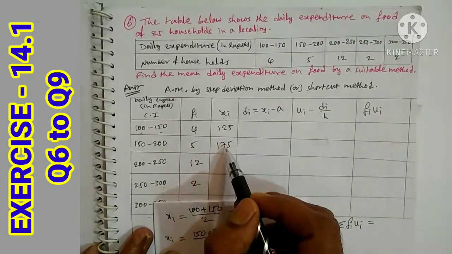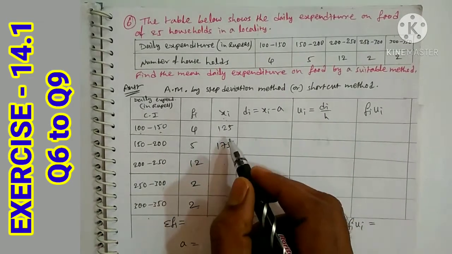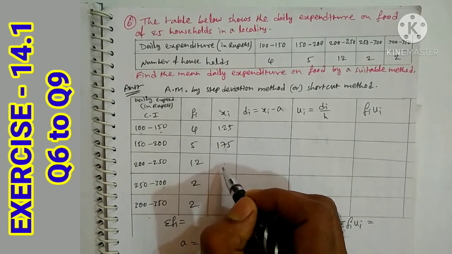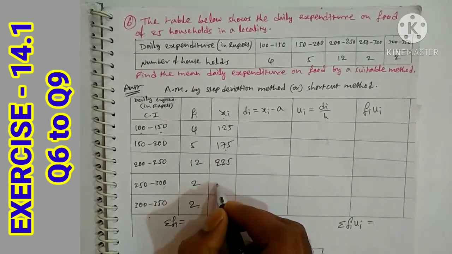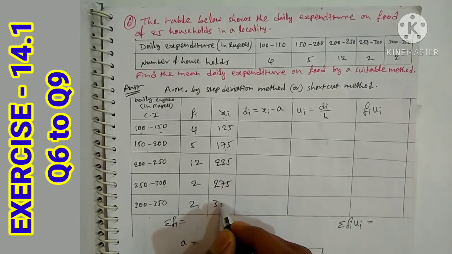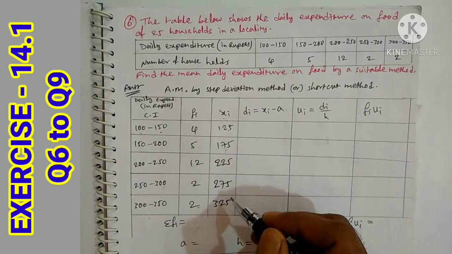In between, the difference is 50, so every time we add 50. 125 plus 50 is 175, 175 plus 50 is 225, 225 plus 50 is 275, 275 plus 50 is 325. This is the calculation of the middle values.